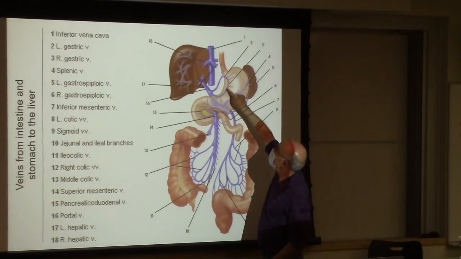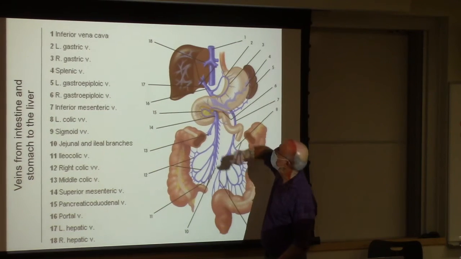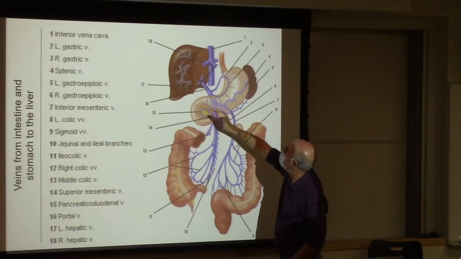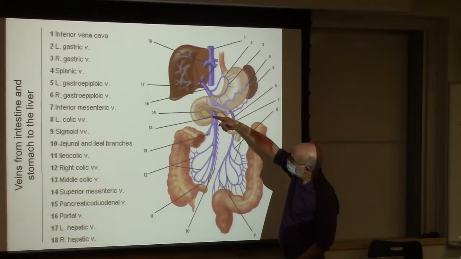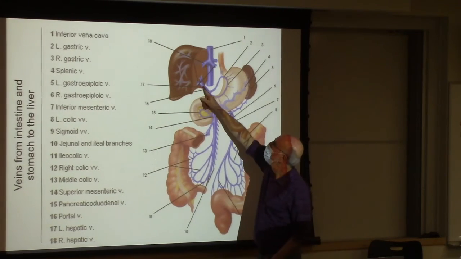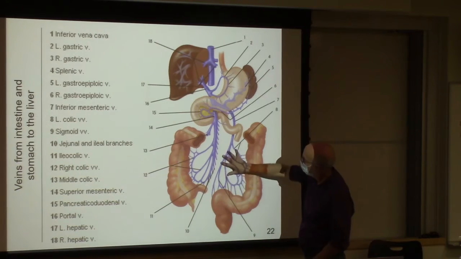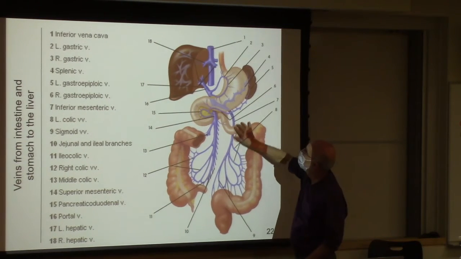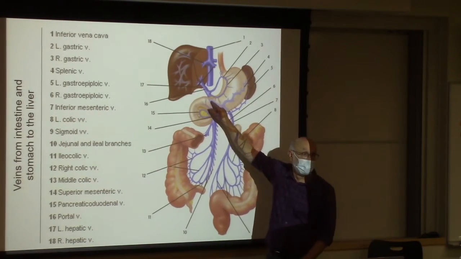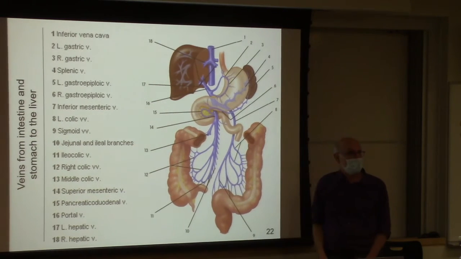So, gastric vein, portal vein. Gastroepiploic, superior mesenteric, portal. Inferior mesenteric, portal. Okay?